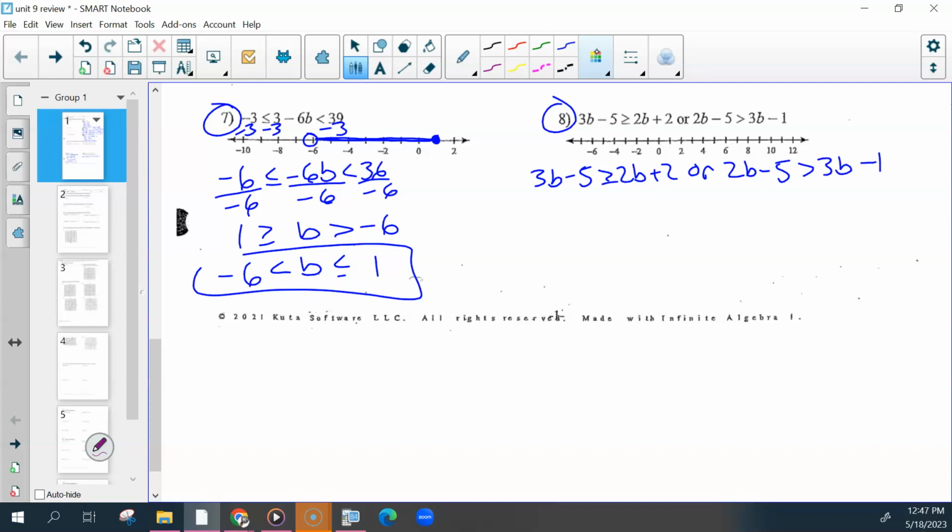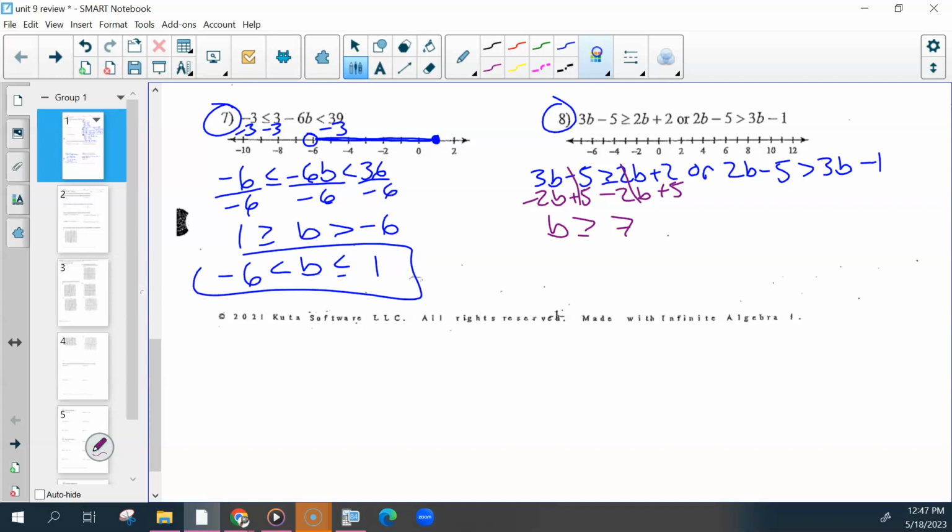And then you're solving it separately. So for this one, I'm trying to get variables on one side, constants on the other. So let's say I subtract 2b and then add 5. You have b is greater than or equal to 7. And that's it for that one.